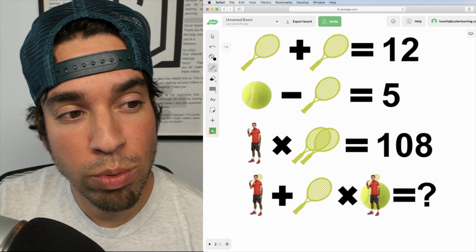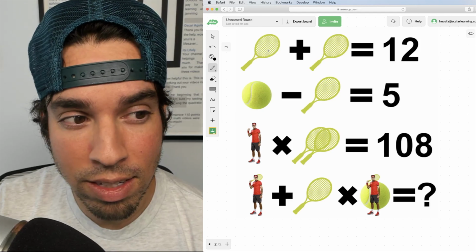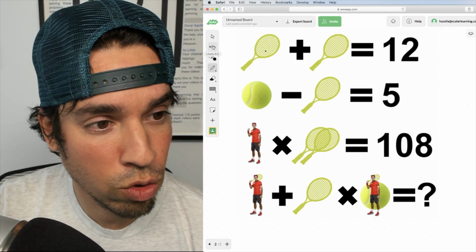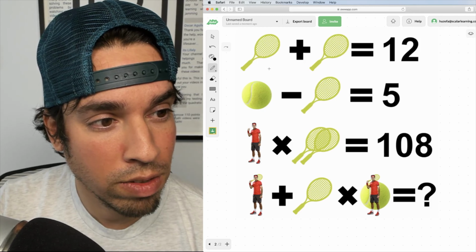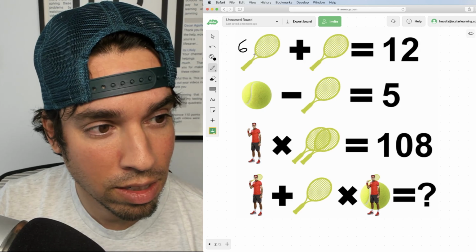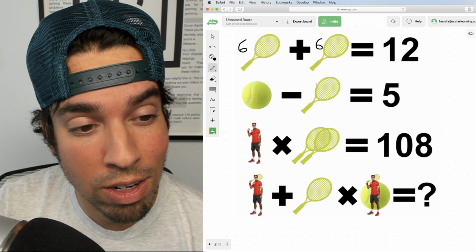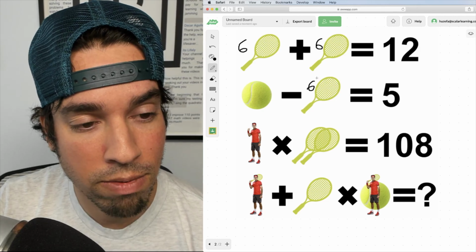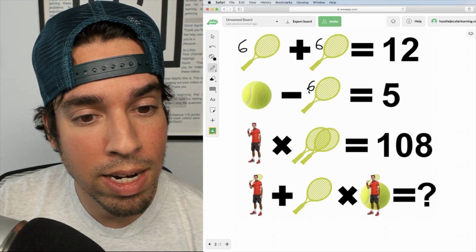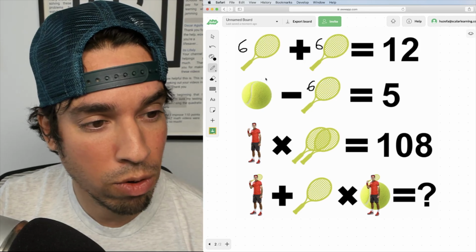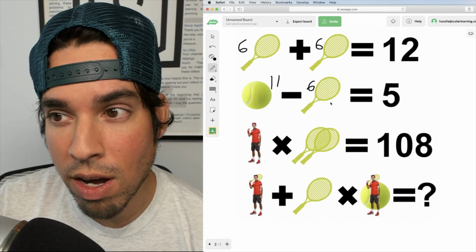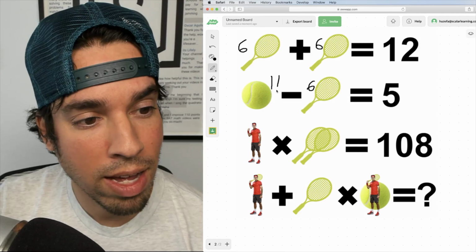So first things first, we're going to start with the tennis racket, and I can see the tennis racket plus the tennis racket is 12, which means the value of the tennis racket is 6. 6 plus 6 is 12. So then I bring that information down here. This one is also a value of 6. What minus 6 equals 5? Well, of course, that is 11. So now I know the value of the tennis ball is 11.